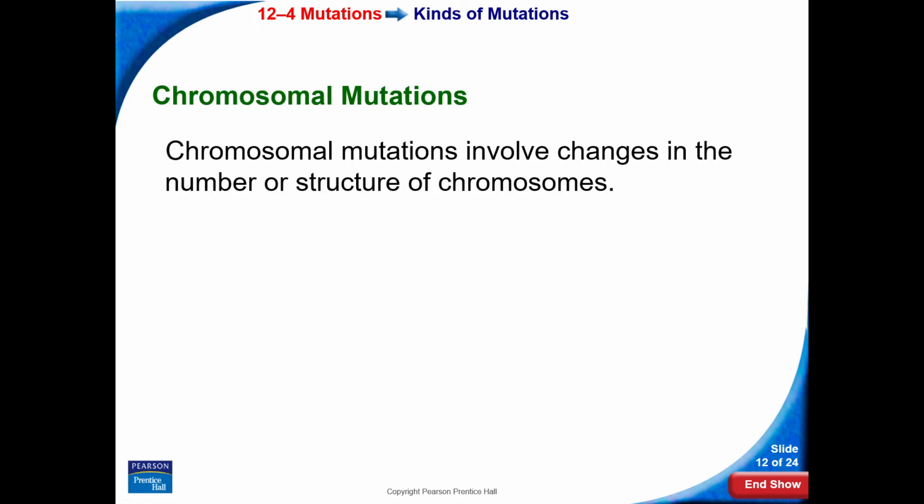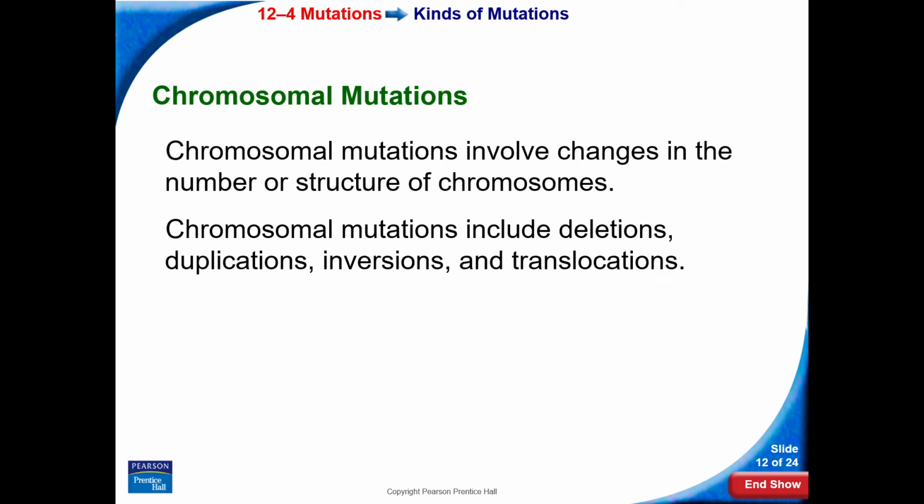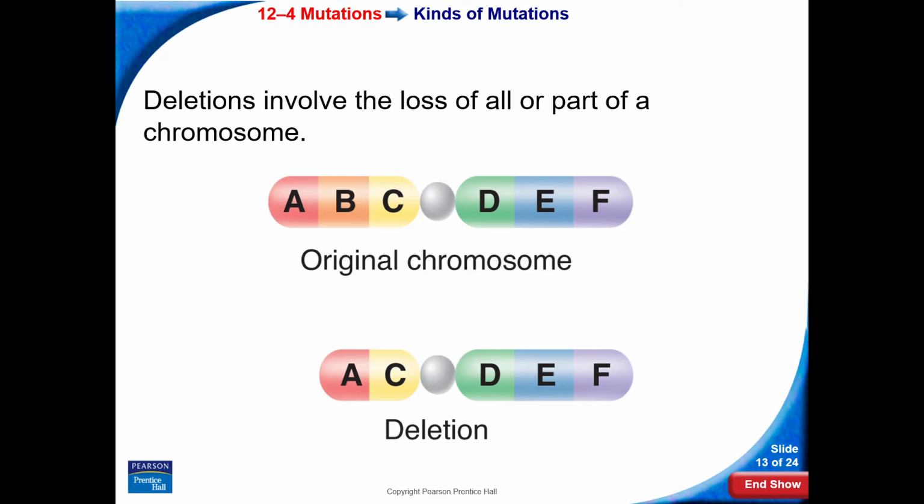Now, when we have large chunks of chromosome that are changed, we call these chromosomal mutations, and they involve changes in the number of the chromosomes or the single chromosomes themselves. Chromosomal mutations include deletions, duplications, inversions, and translocations. So it's going to involve the breakage of a chromosome and the shifting of it, or the addition of a piece of chromosome from another. So it's going to be large pieces of the chromosome that are going to be affected.